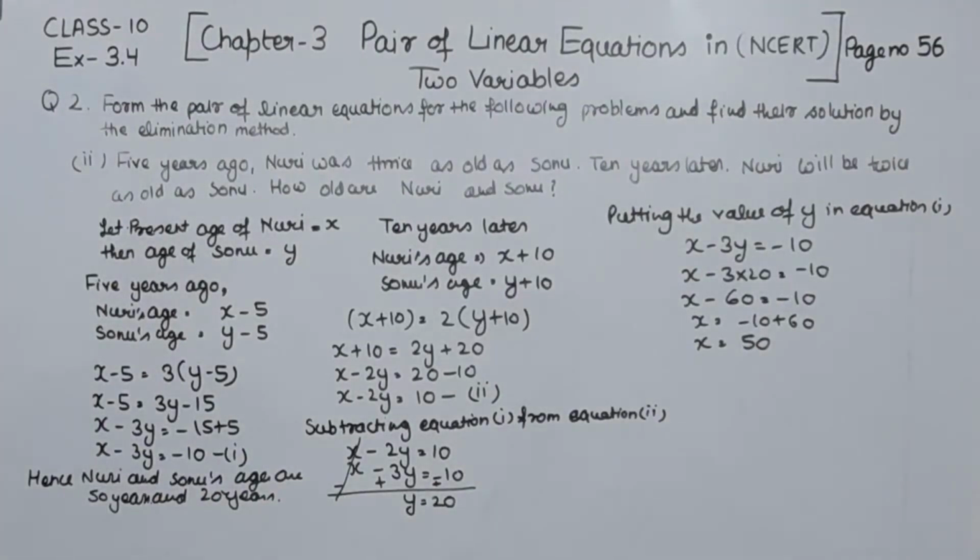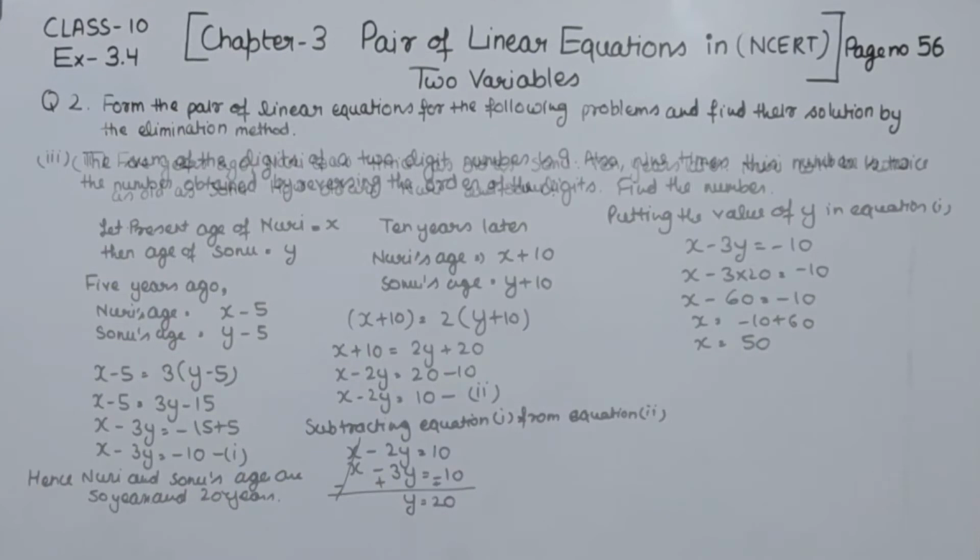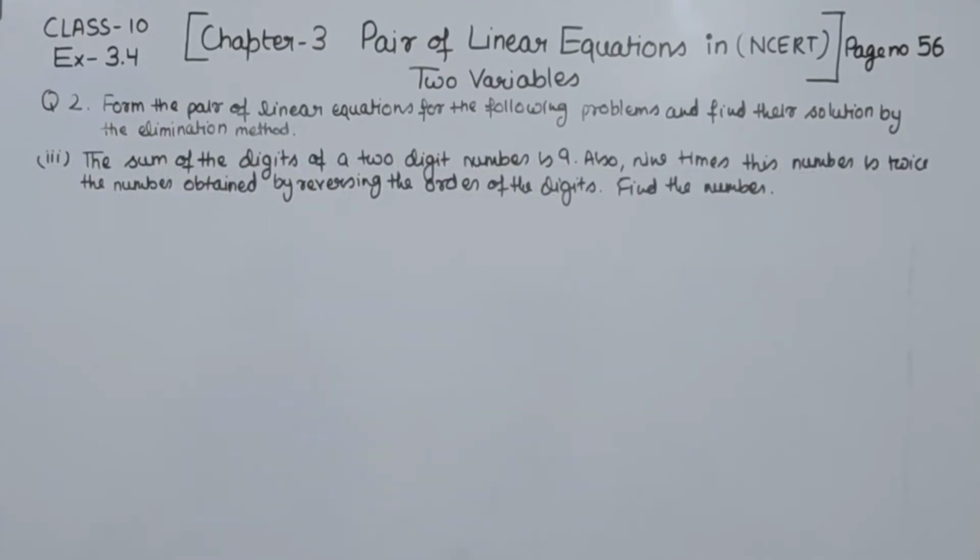Now comes the part 3. The sum of digits of a 2-digit number is 9. Also 9 times this number is twice the number obtained by reversing the order of the digits. Find the number. So we have to find the number.